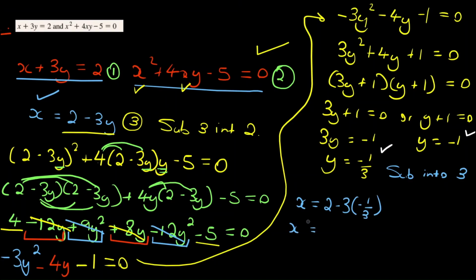And if you punch that into the calculator, you should get an answer of 3. The other solution will be x is equal to 2 minus 3 times the y value of minus 1. And if you calculate that, 2 minus a negative is the same as a plus, and you should get the value of positive 5. And those will be the two solutions for x and the two solutions really for y. And we would have answered the question.